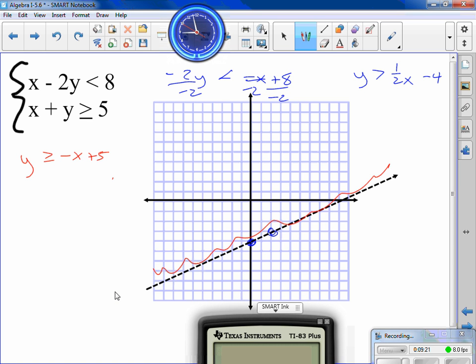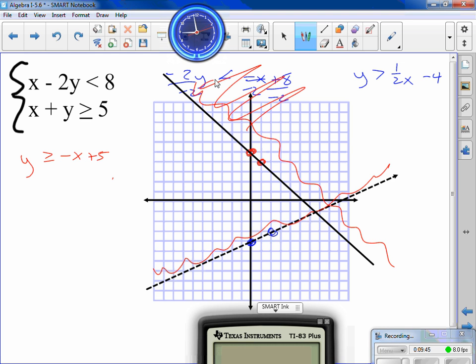For the one in red, where do I start? Up 5. I think this is 5 right here. Down 1 to the right 1. My line is solid. My shading goes above it or below it? Above. The part where I share is this region up here.